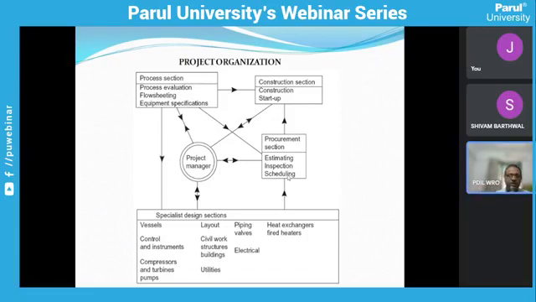That means whenever the job is awarded, the project manager is designated, and the designated project manager will act as a single point of contact for any kind of resolution, any kind of activity. He will look after the entire team. And for a chemical engineering project, if the project manager has a chemical engineering background, definitely they will have an added advantage.